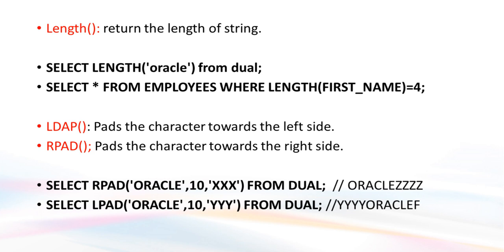So this is basically RPAD, the right side it will add. This is the right side. And when you give LPAD, it is the same. Totally 10 characters and Oracle occupies only 6: 1, 2, 3, 4, 5, 6. Oracle, and the rest, 10 minus 6 is 4. So 4 letters will be added here at the left side. That's the behavior of RPAD and LPAD.